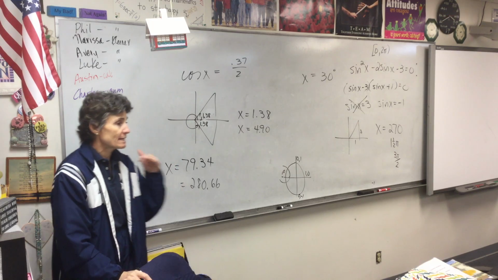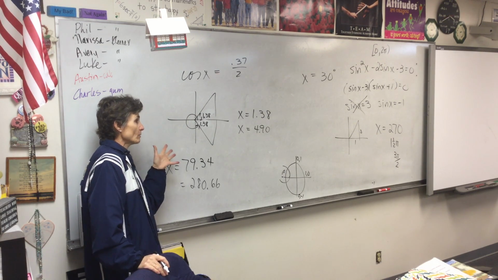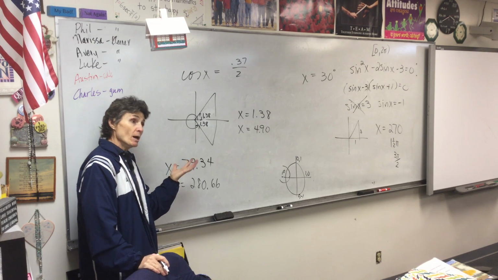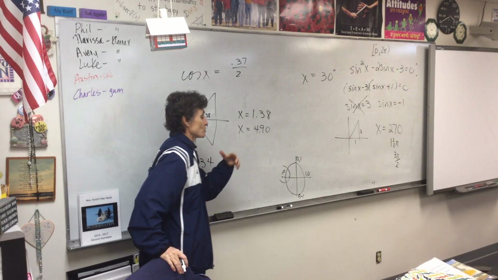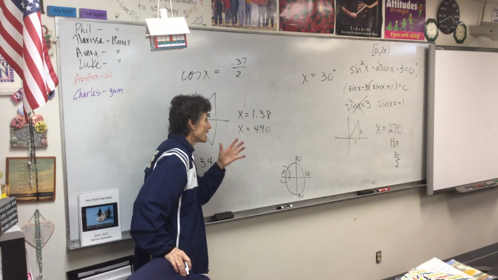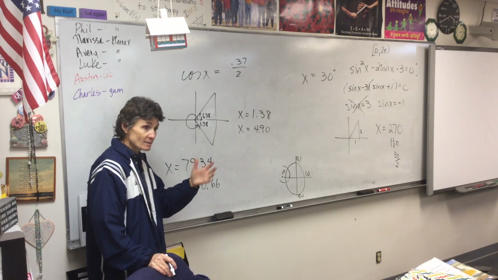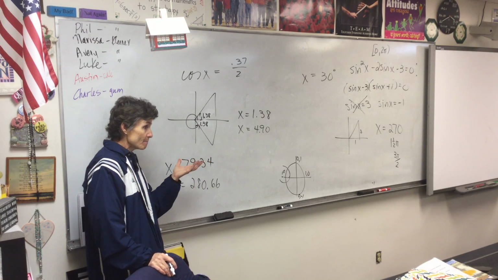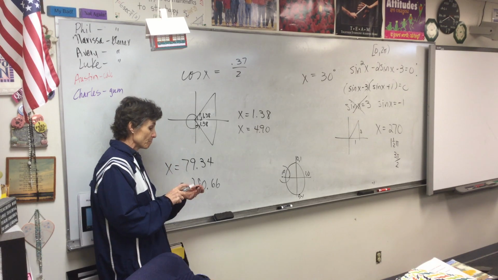So the only difference when we're doing this on our calculator is to make sure you're in the right mode. But then, instead of doing 180 minus, or 360 minus, or 180 plus, you do pi minus, or 2 pi minus, or pi plus, right? That's the only difference. Everything else is exactly the same.